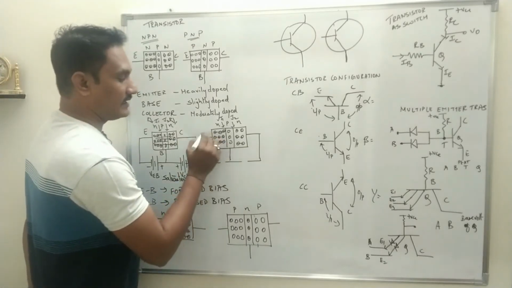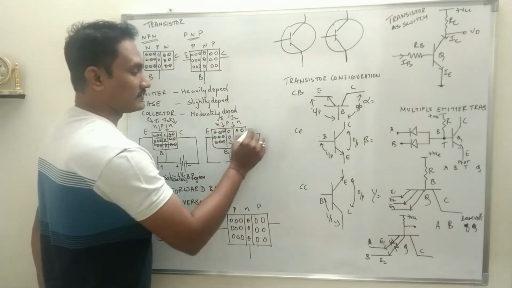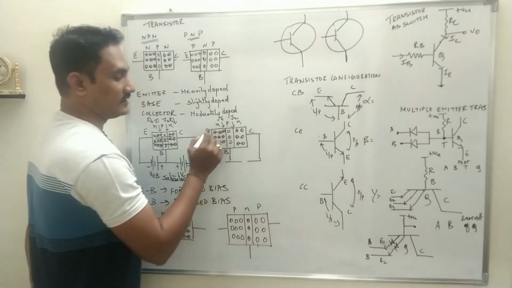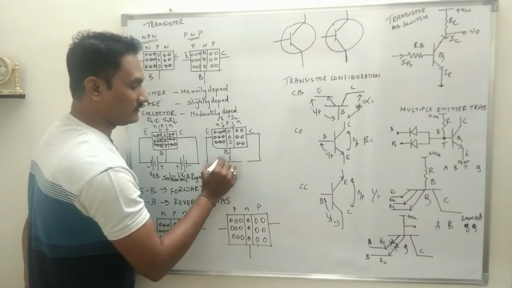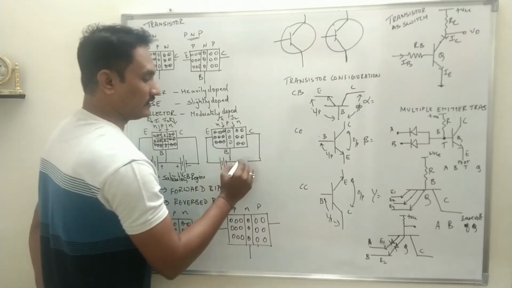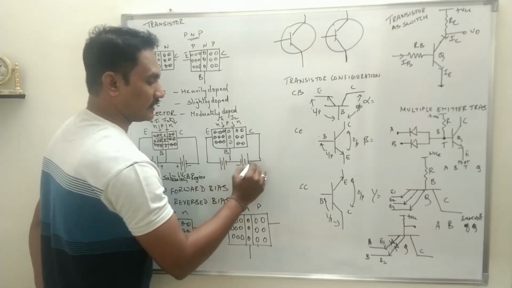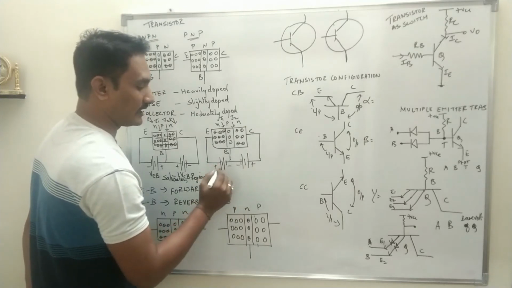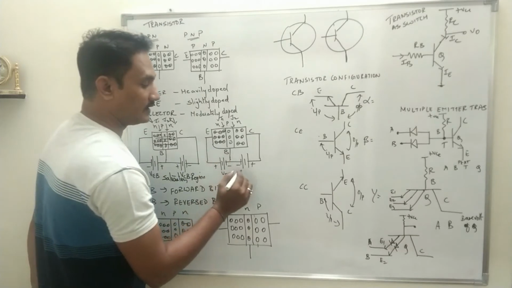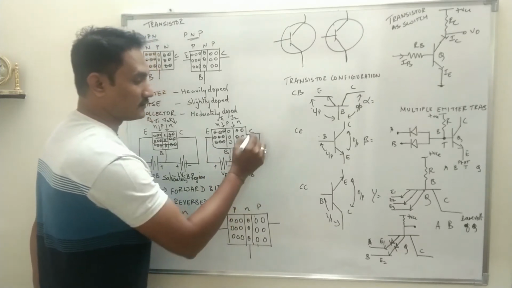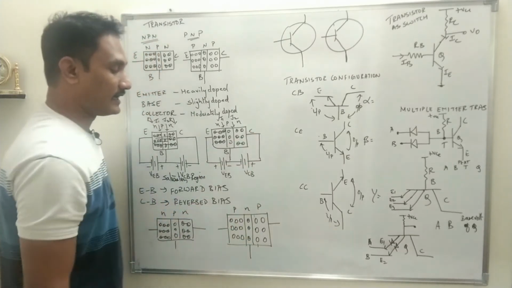Now in the second case, again emitter, base, collector, and J1 is the emitter base junction, J2 is the collector base junction. Now see the polarity: positive, negative, positive, negative. Here negative, positive, negative, positive, minus, plus. This is plus, minus. VEB is the potential applied between emitter and base. This is VCB, the potential applied between collector and base.